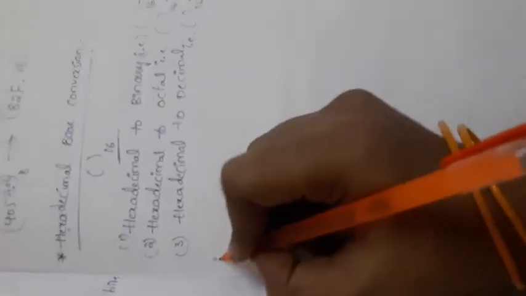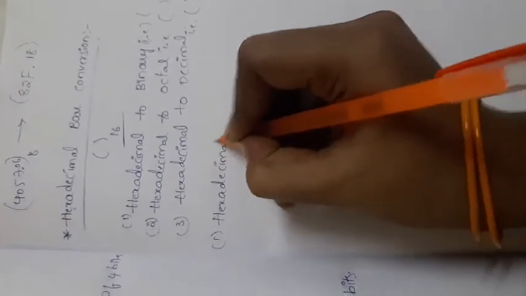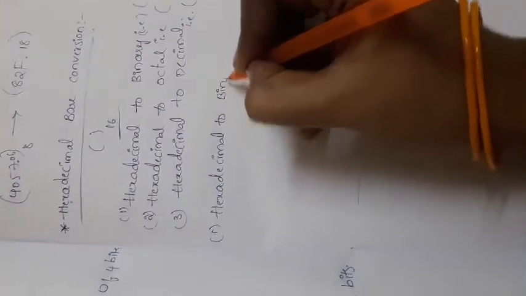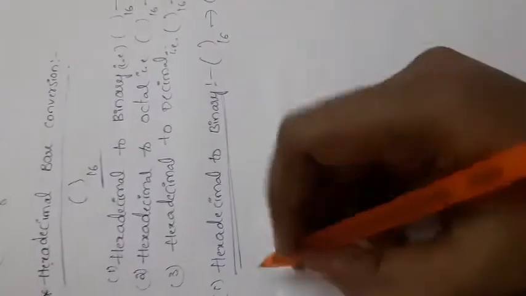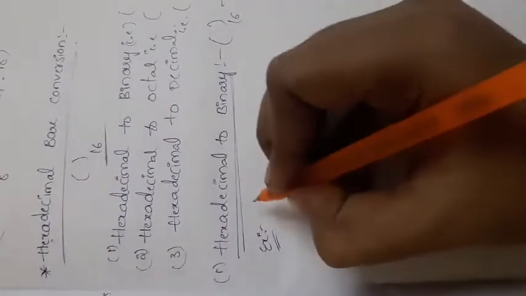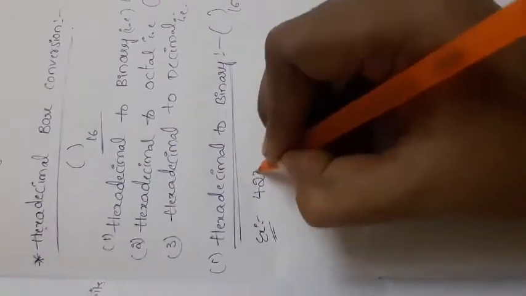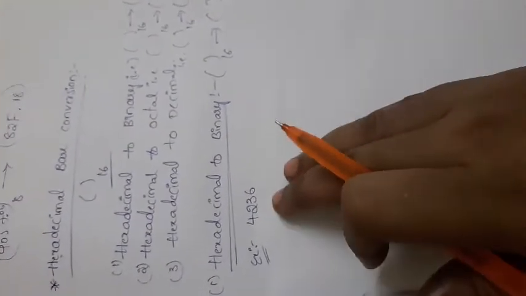I will explain that. The first one is hexadecimal to binary. That means we need to convert base 16 to base 2. How to convert hexadecimal to binary? I will take one example here and explain using that. I will take one hexadecimal number, that is 4236. This is our hexadecimal number, and we need to convert that number into base 2.